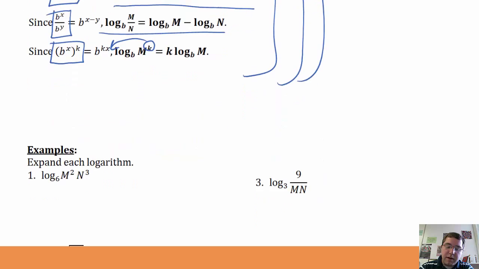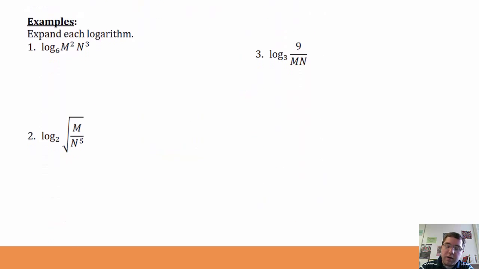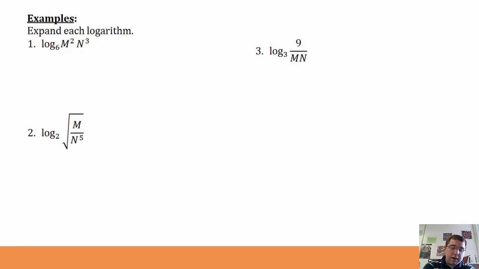So these allow us to manipulate and evaluate some logs. So here are a whole bunch of examples. In these first three, we're going to expand each logarithm to write them as the sum or difference or product of different logs and numbers. So number one, the log base 6 of m squared times n cubed. So since I am multiplying inside of the log, I can split it up to take the log of m squared plus the log of n cubed. So the log base 6 of m squared plus the log base 6 of n cubed.